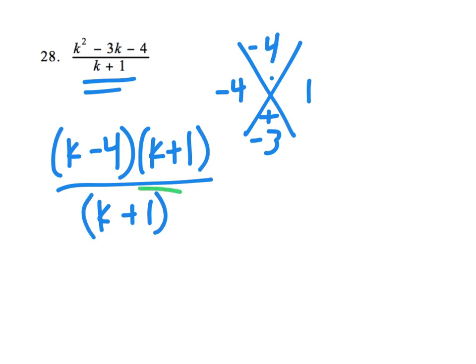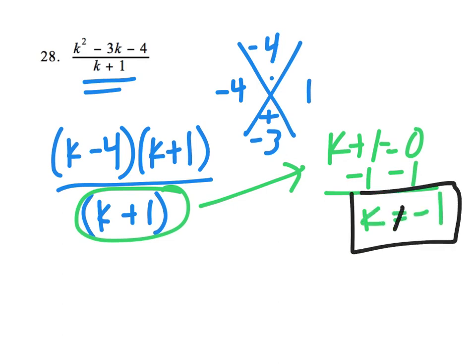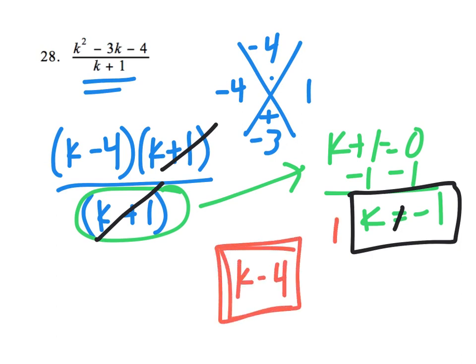Now, before we go anywhere, let's do our domain. We're going to have k plus 1 equals 0, subtract 1 from both sides, and you get k equals negative 1. But remember, we're doing domain, so it'll be k doesn't equal negative 1. With the other one, we have k plus 1 on the top and k plus 1 on the bottom, so they cancel. And my final official answer will be k minus 4. And just a reminder, that's our domain. Beautiful.